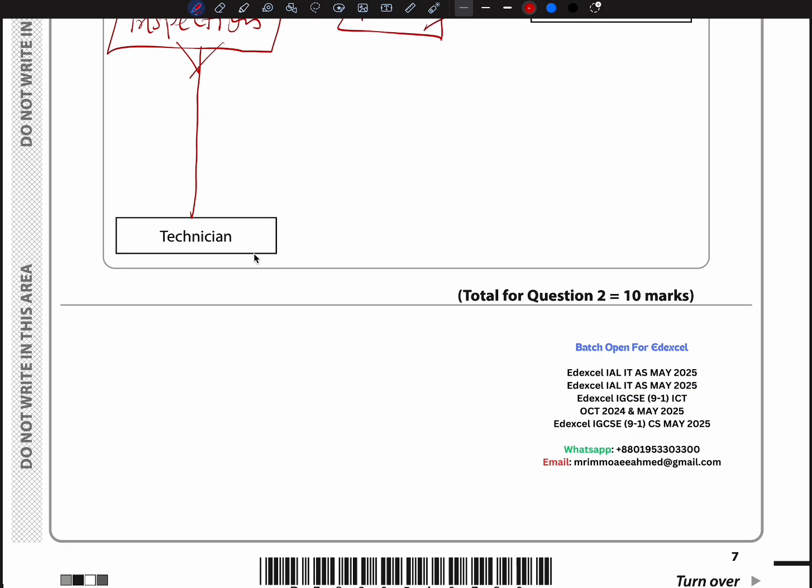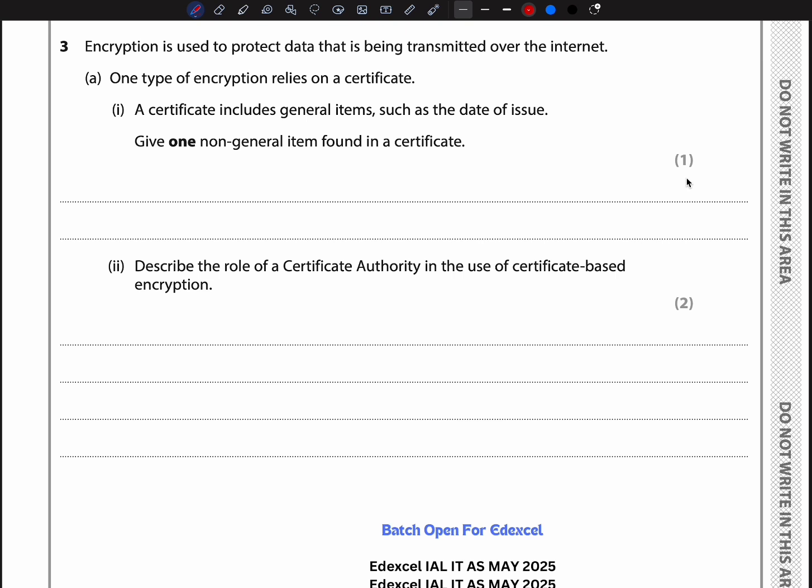Now we will move to question number 3. Question number 3 is about encryption being used to protect data that is being transmitted over the internet. So we need encryption. I think you all should know the meaning of encryption. Encryption is actually when we send a certain file to the server, whatever we write here, like if I write my name here, when it passes through the server, it adds some other letters inside, so that if someone hacks the data, they can't identify what is written inside the file. This is one example of encryption.